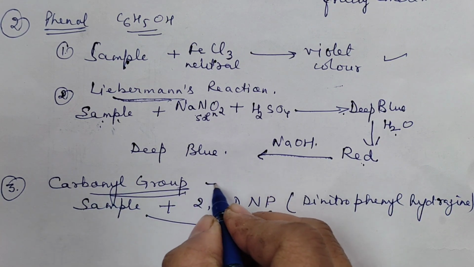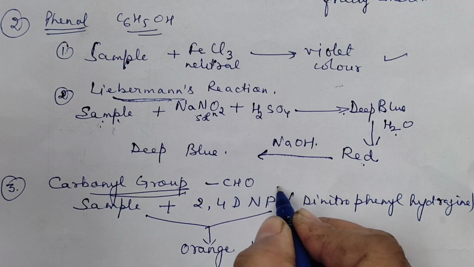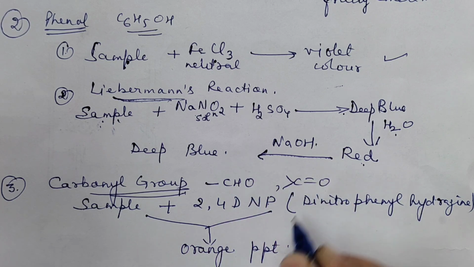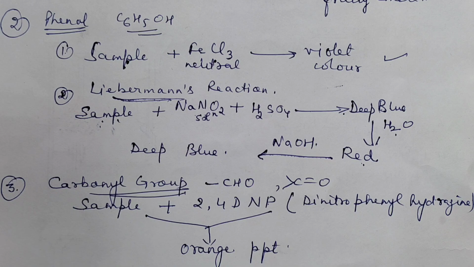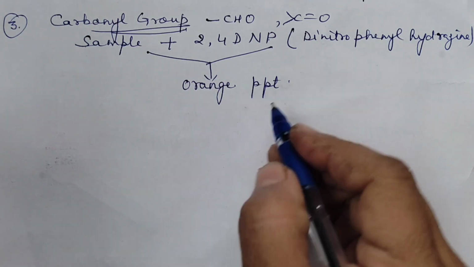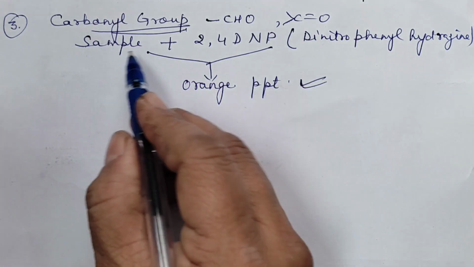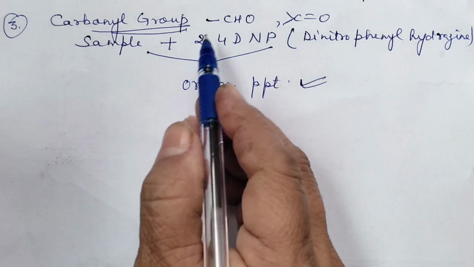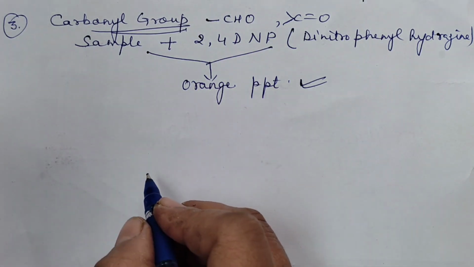So in the carbonyl group you have two functional groups, aldehyde and then you also have ketone. Okay, if you get this orange PPT, you will have to go for aldehyde or ketone test. If you do not get orange PPT, you will say carbonyl group absent. That means aldehyde, ketone both will be absent in that case. Now suppose you got an orange PPT, you will say carbonyl group is present. Now let us confirm for aldehyde or ketone.